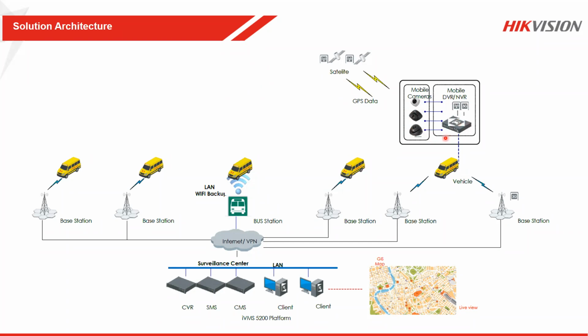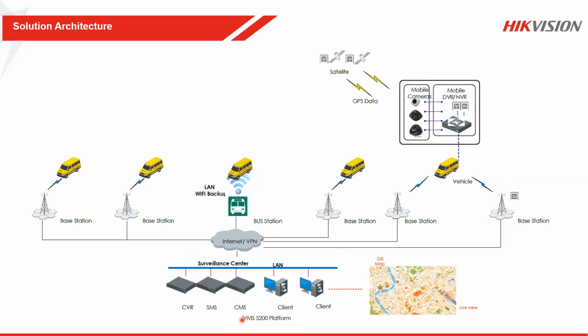And this mobile DVR NVR has a 3G slot for a SIM card, 3G or 4G, as well as GPS and Wi-Fi. So via 3G, this communicates to a 3G base station to give you network connectivity, and via a secure VPN and through the 3G network, you are then able to view this in your control room surveillance center.